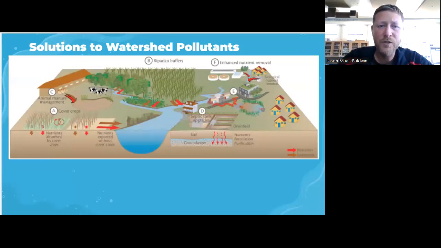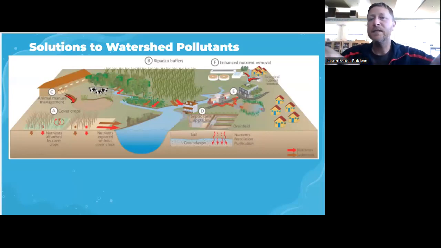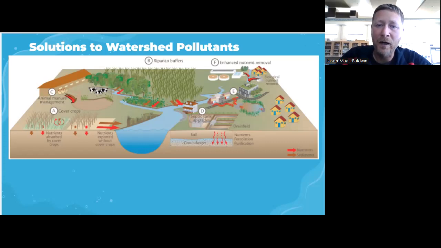And so there's a lot of solutions to watershed pollutants. Obviously, you could have more buffers, riparian buffers on the edges. You could have more water infiltrate and less water run off, and that would certainly improve water quality. And we'll get into some of those other improvements shortly.